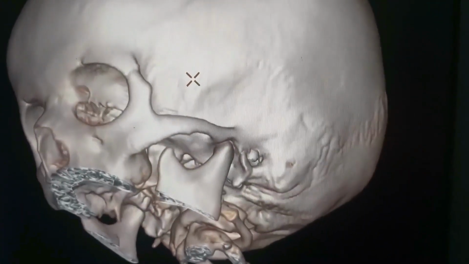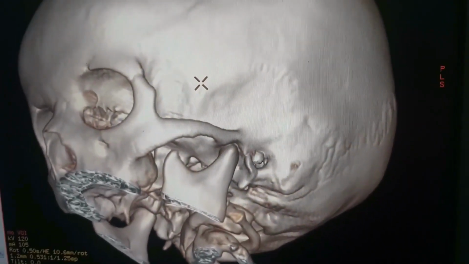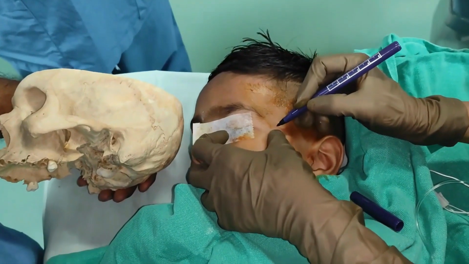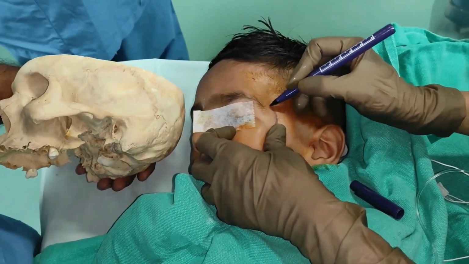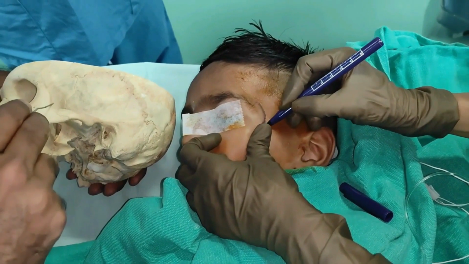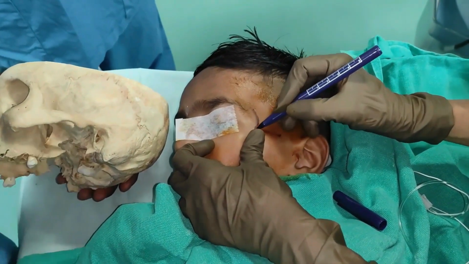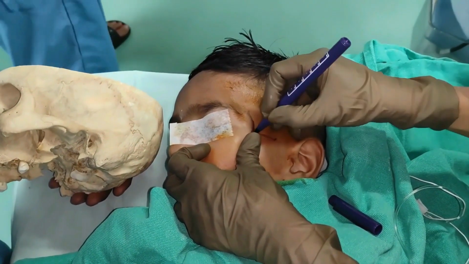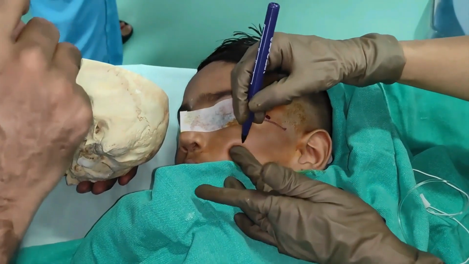A red arrow shall soon indicate the exact location. Watch out. The insertion point is shown here. The lateral rim of the orbit and the zygomatic arch is being drawn.